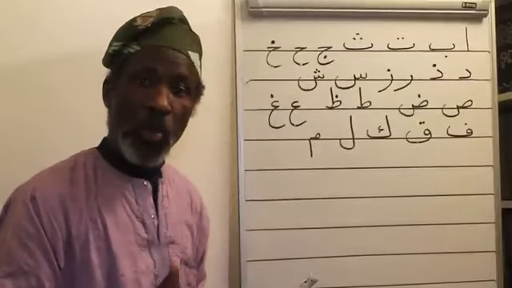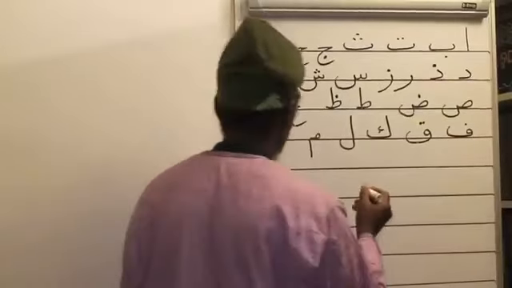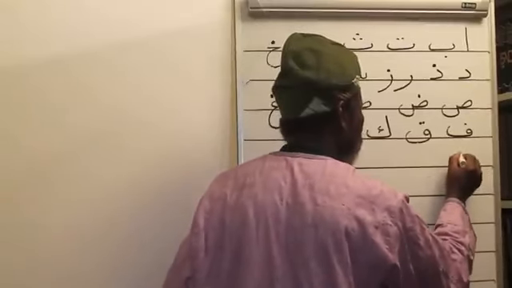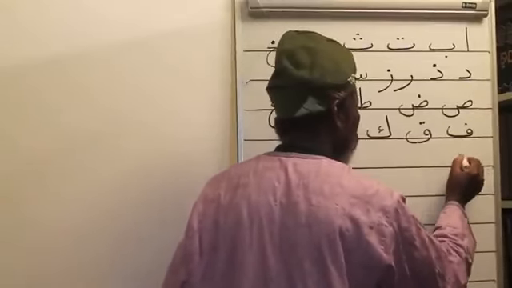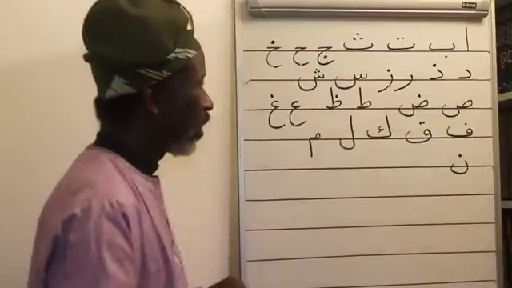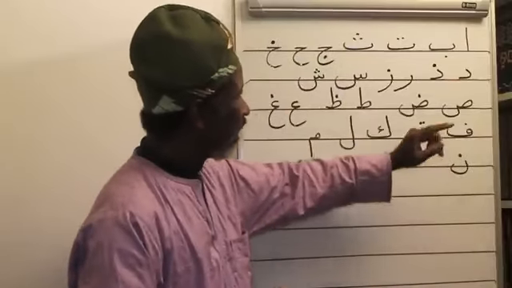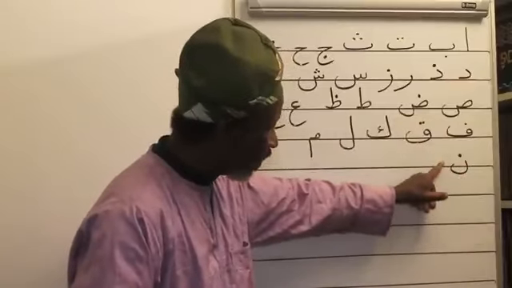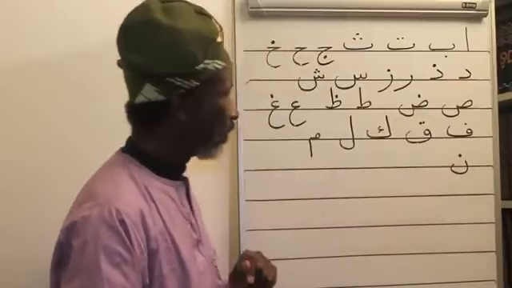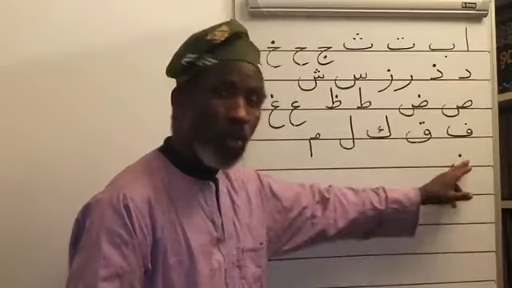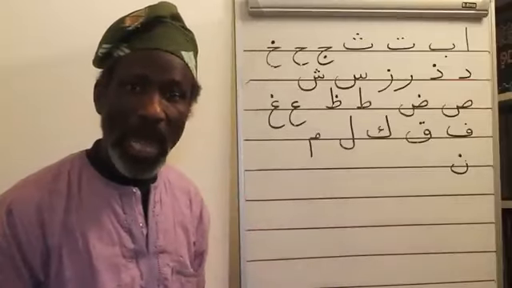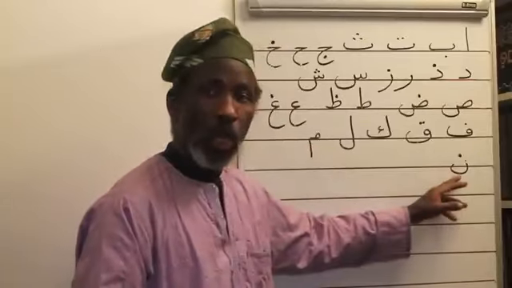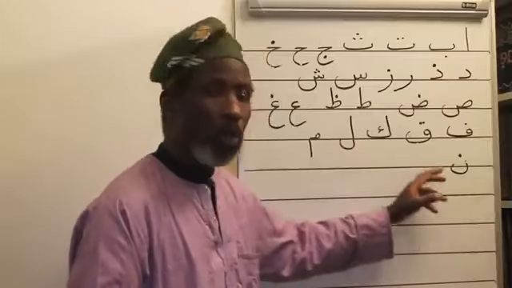Next is Noon, one also in the family. Noon. One dot there, in the corner. It's not like the Ba family because it's deeper and has a dot there. So Noon. Lam, Mim, Noon.